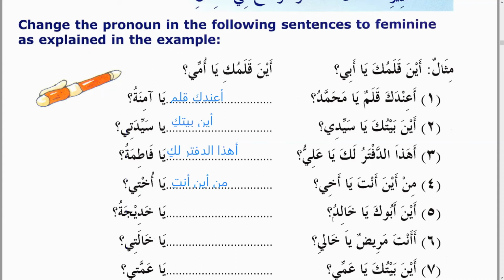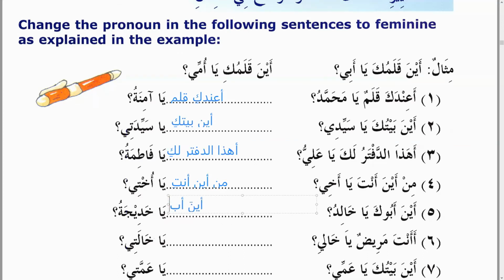Aina abuka ya Khalidu? Where's your father, O Khalid? Yards is also the same thing. Yards could be owned by one person, two people, three people, masculine or feminine. But in Arabic we have specificity. It's very specific.